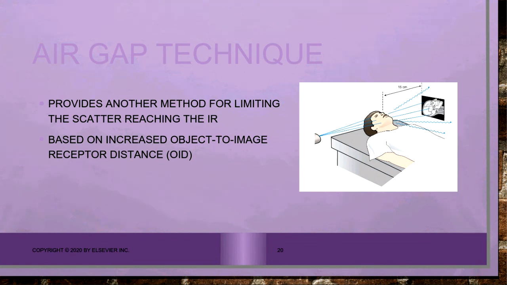This image is actually found on page 168, and it's just another way to limit the scatter that reaches the IR, because you purposely increase the OID, which is the distance between the object you're imaging and your image receptor. And what that does, remember that when the scatter leaves the patient, it still has the potential, it's changed direction. So if you increase the OID, it allows scatter to miss your image receptor, which would also improve your contrast. This is not something we utilize often, but it is an option. If you had no other option, you could still utilize the air gap technique.